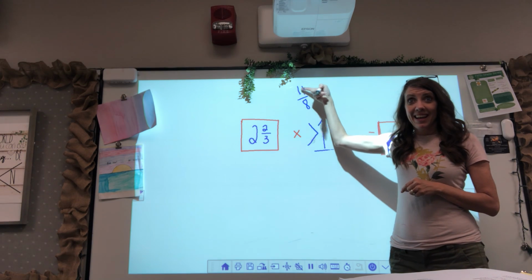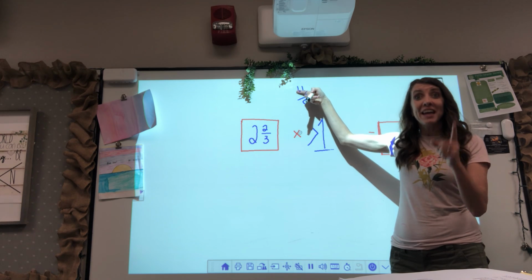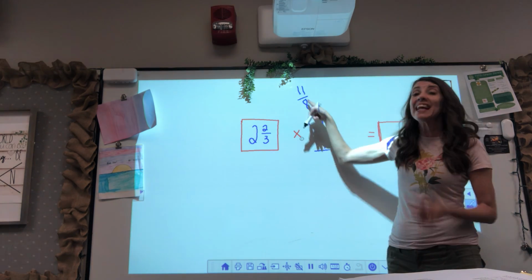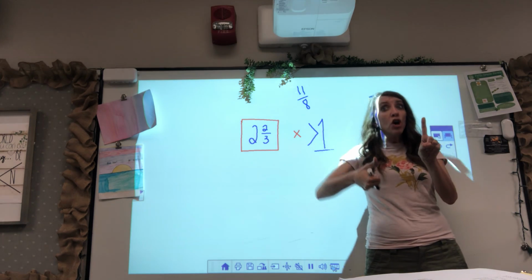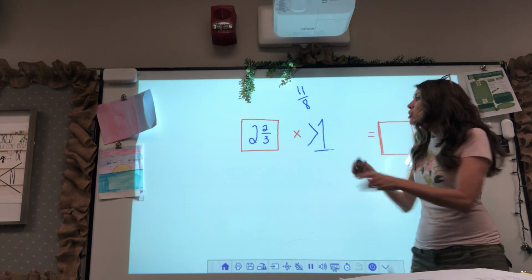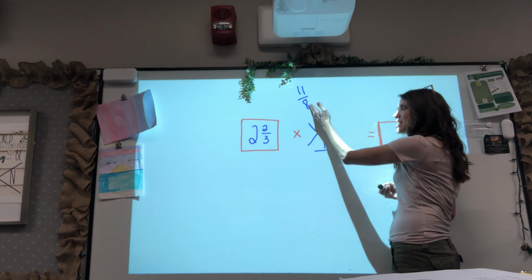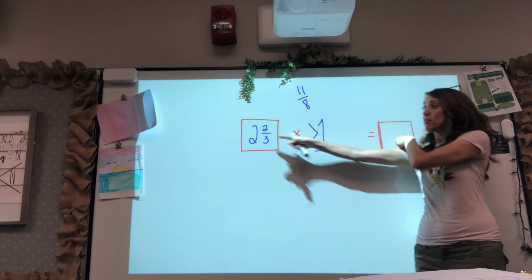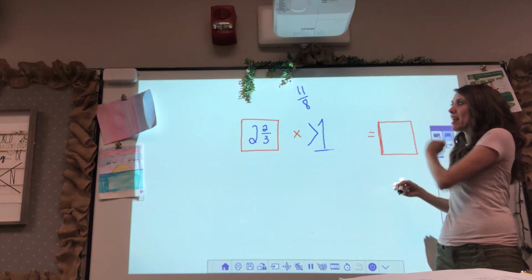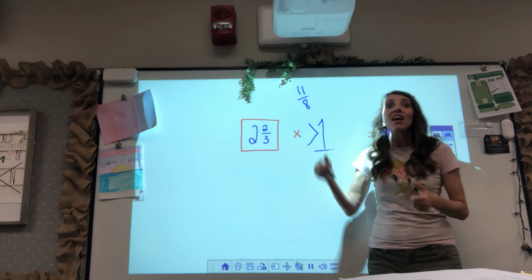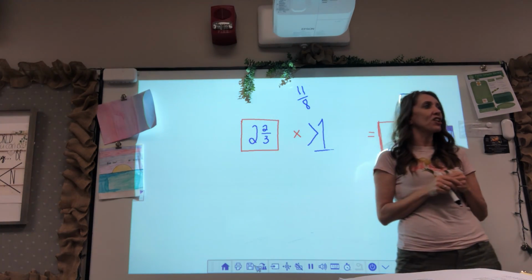Because the numerator is bigger than the denominator. So 8/8 would be 1, right? 8/8 is 1, so 11/8 is more than 1. Yes? So if I take 2 2/3 times 11/8, is my answer going to be bigger than this or less than this? Bigger. It's going to be greater than. Give me another fraction that's greater than 1 that will make our answer greater than the original.